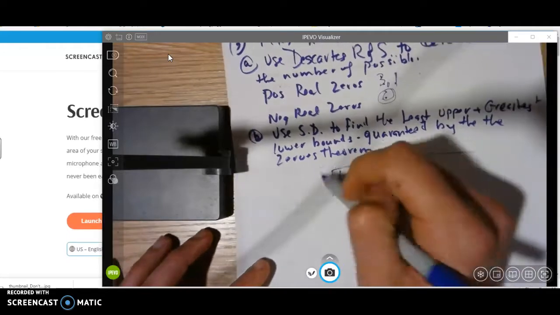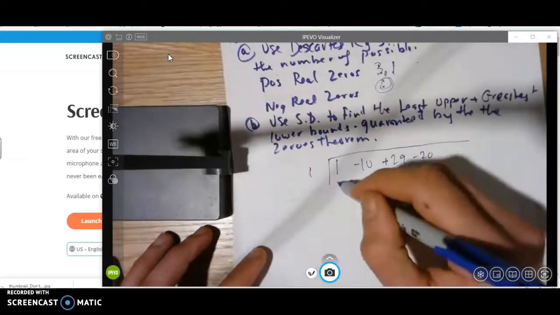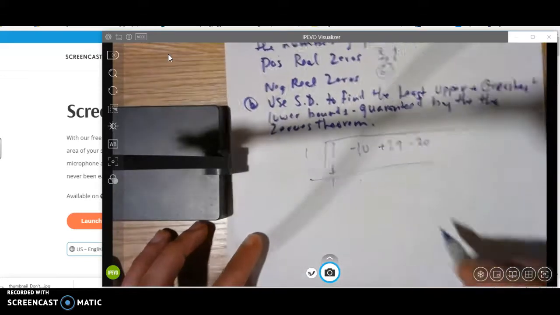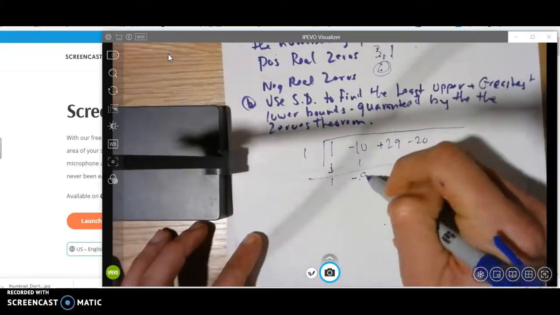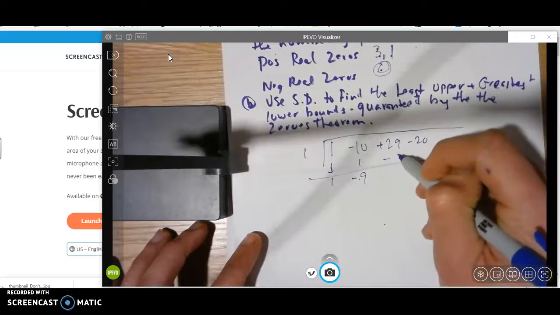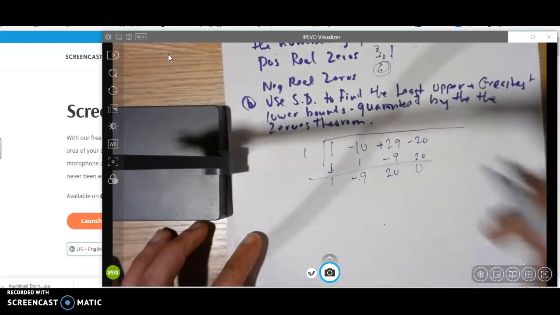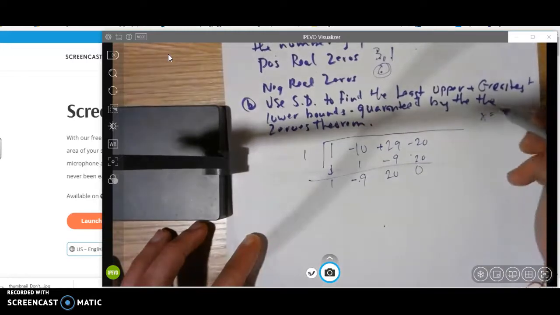So we try 1. If I try 1 and put that in there, I'm going to get 1, negative 9, and 20, and a 0. So actually I found a 0. So we actually know that x equals 1 is a 0.